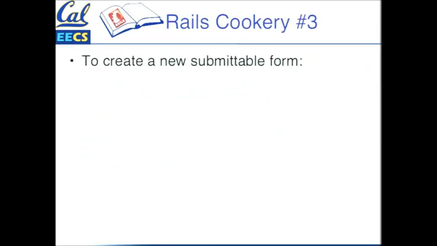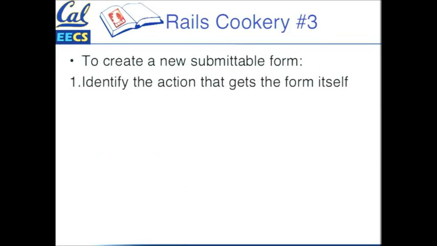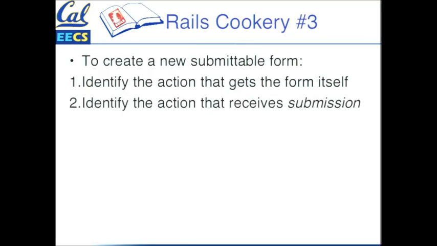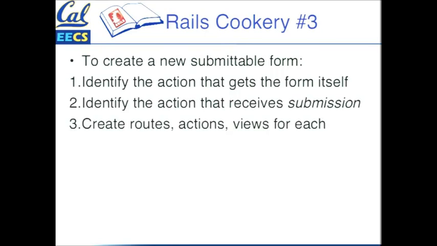So basically, you're going to have to learn a lot of convention in the next few slides, so we're going to go over conventions. When we want to create a new form, the general strategy is that you want to identify the action that generates the form itself. Then you want to identify the action that receives the results of filling that form in. Given those two things, you're going to create routes and actions and views for each thing. You guys have seen creating routes and actions already. We're just going to create new ones.